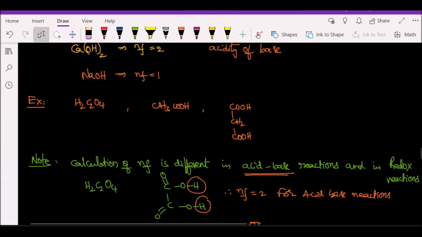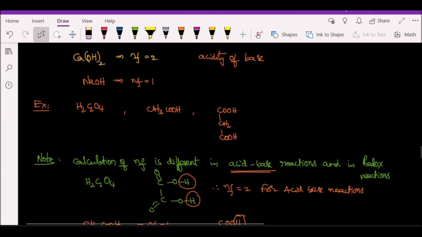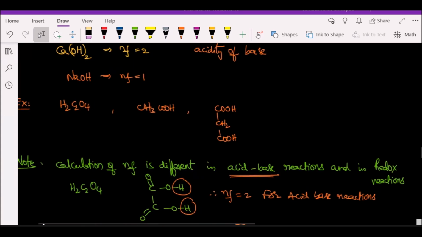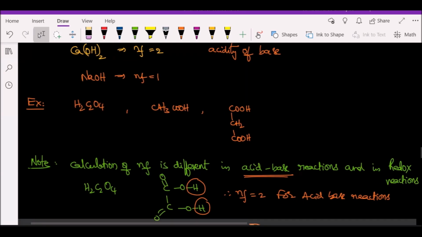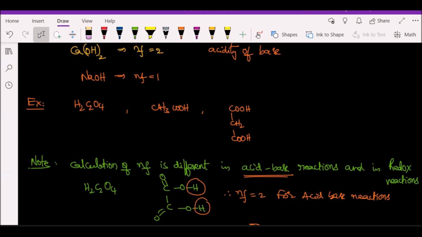Calculation of N factor is different for acid-base reactions and different for redox reactions. So don't mix up both. The N factor calculation for acid bases is different and for redox reactions is different. But here the given example is over normal compounds. So H2C2O4, oxalic acid, right? If you have capability, write the structure. So COOH, COOH, 2 hydrogens are replaceable. So N factor is 2 for acid-base reactions.